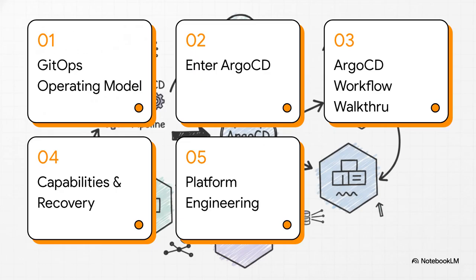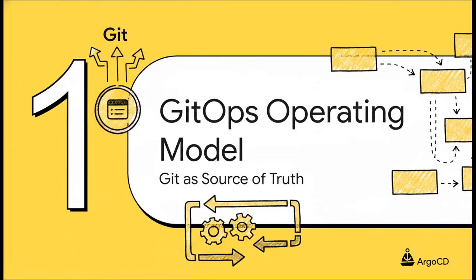Here's our quick roadmap for today's explainer. We're going to start with a look at the GitOps operating model, then introduce the engine itself, ArgoCD. We'll walk through the exact workflow, look at core capabilities and recovery, and finally, scale it up with platform engineering. Let's jump right in. All right, Section 1, the GitOps operating model.